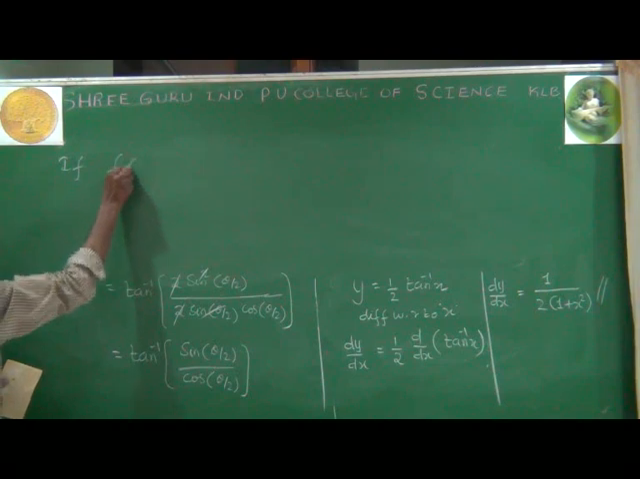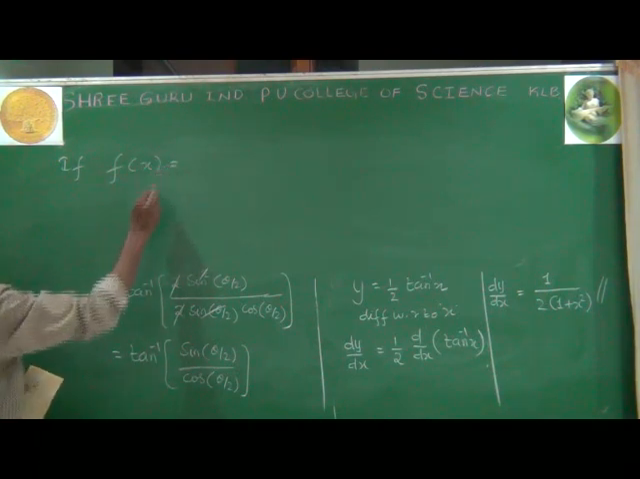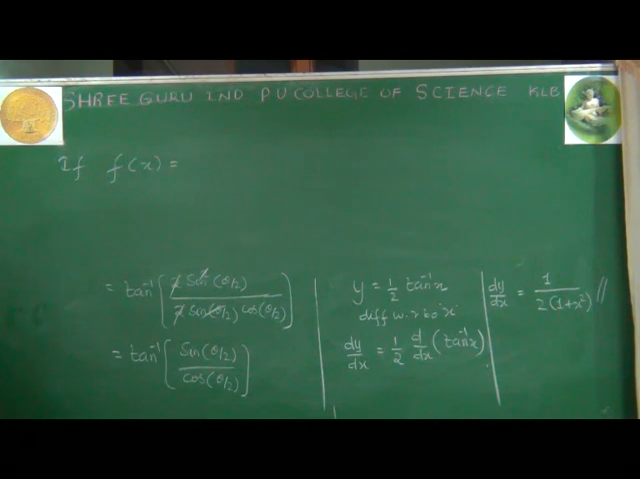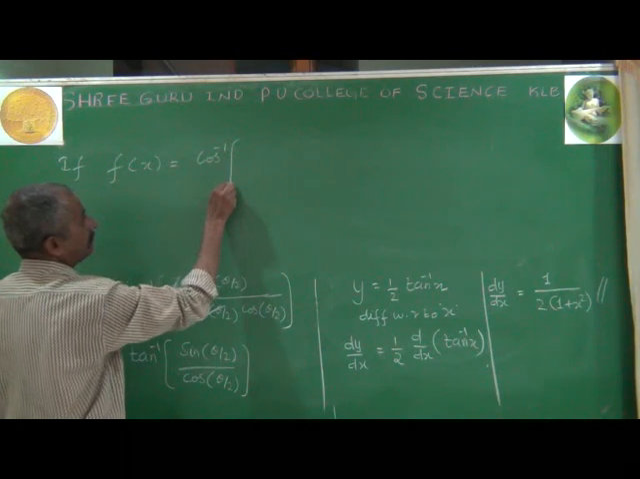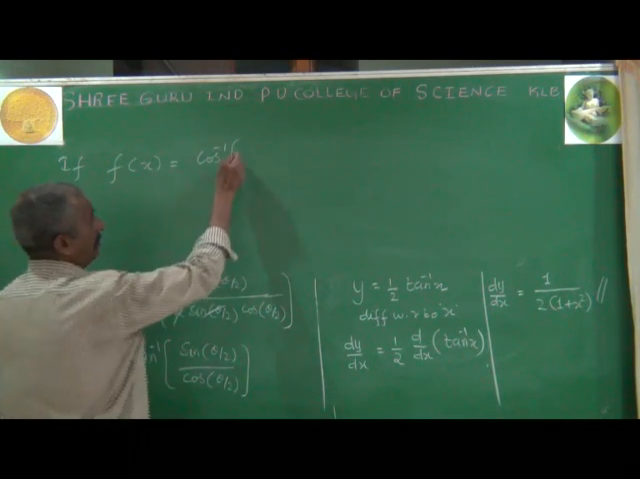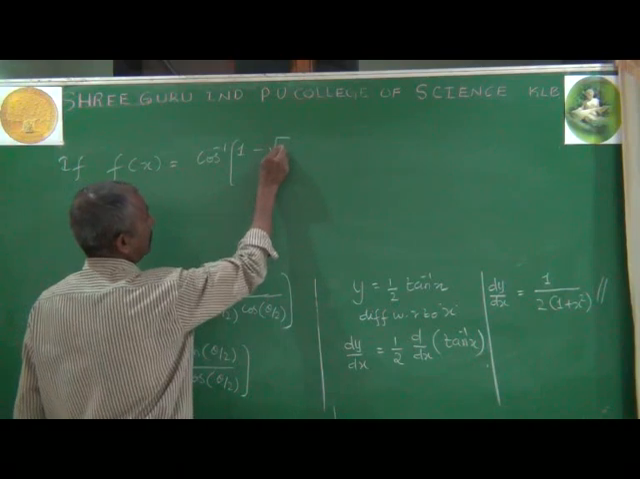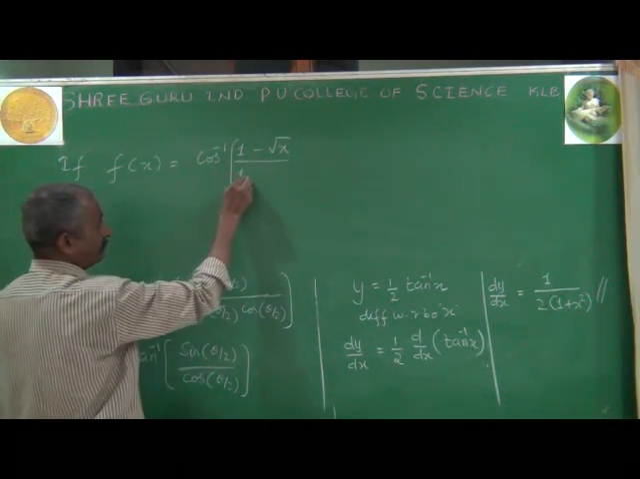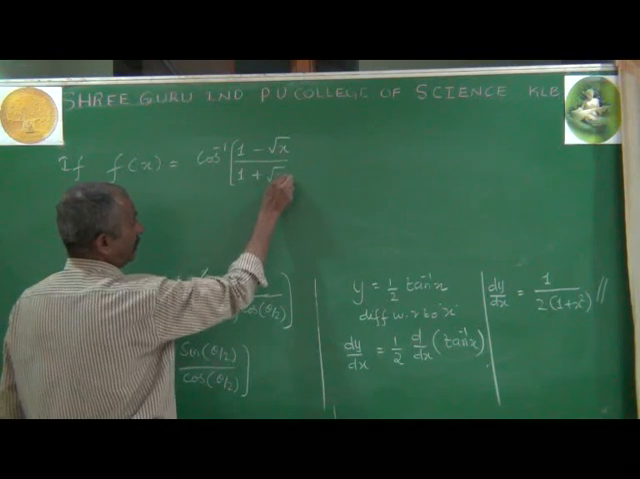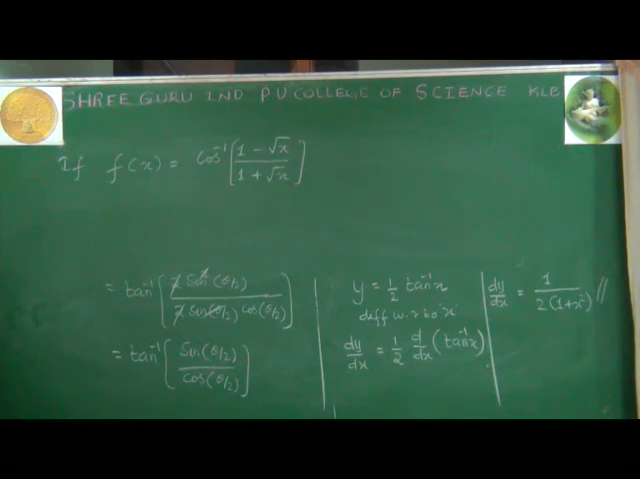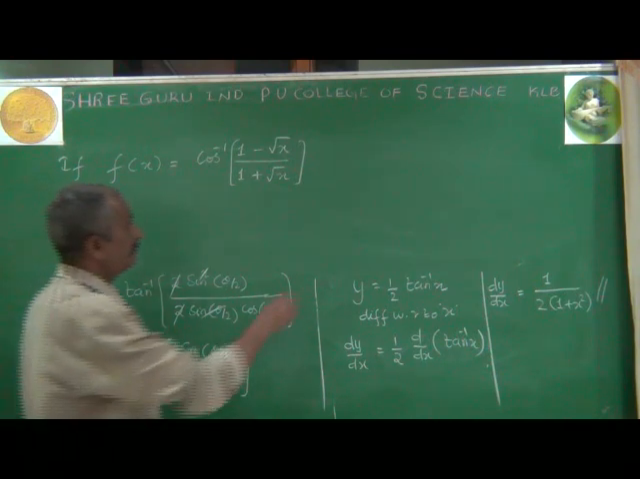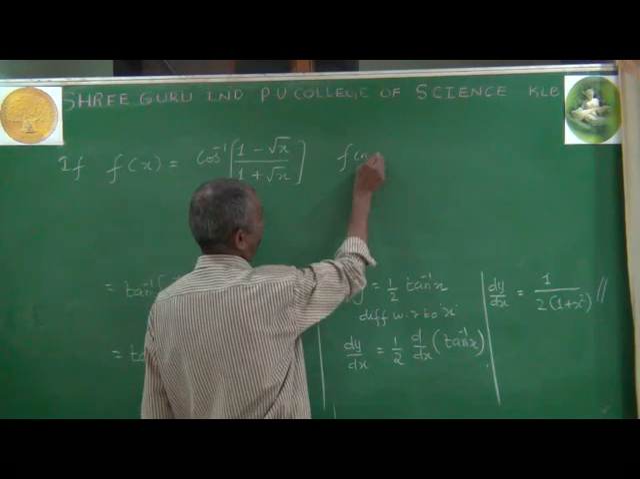If f of x equals cos inverse of (1 minus root x) divided by (1 plus root x), then find f dash of x. If you recall your last class, the same problem we have already solved, but that was somewhat lengthy method. Now we can solve it by a simple method.